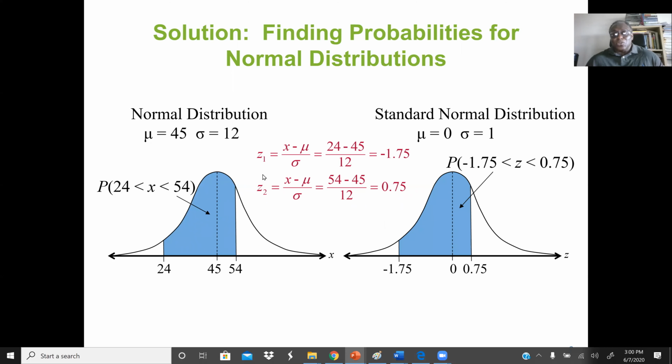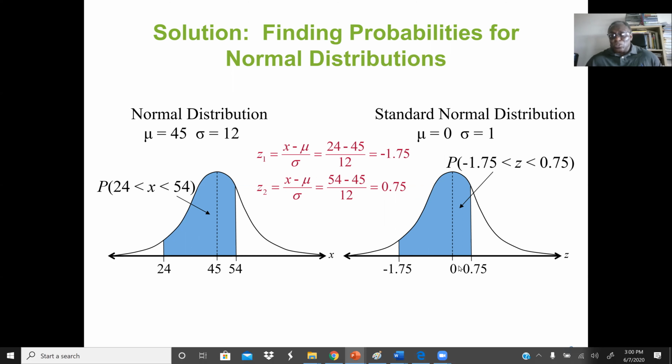First we have z1, where we use x equal to 24. So 24 minus 45 over 12, and that gives us negative 1.75. Then we find z2. So z2 will be 54 minus 45 over the standard deviation of 12, and that gives us 0.75.